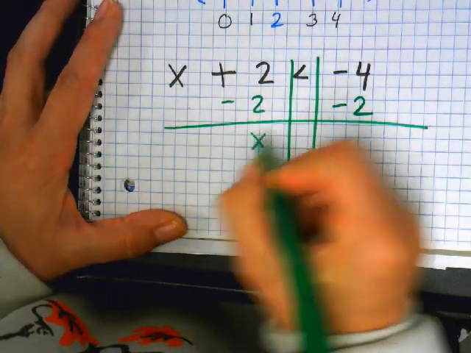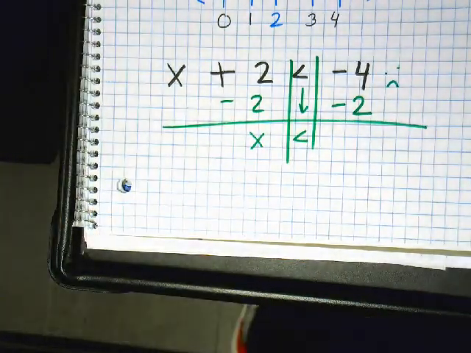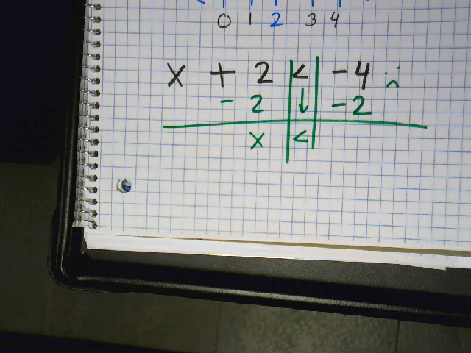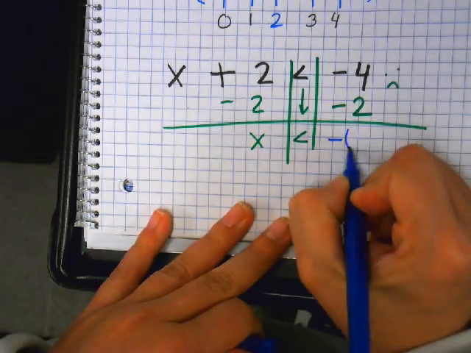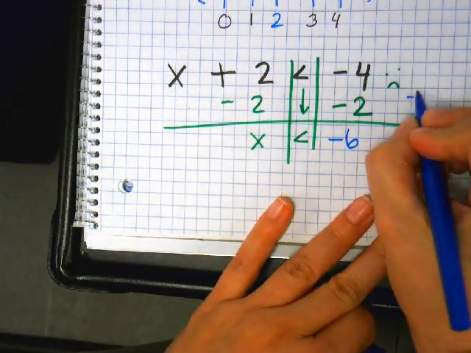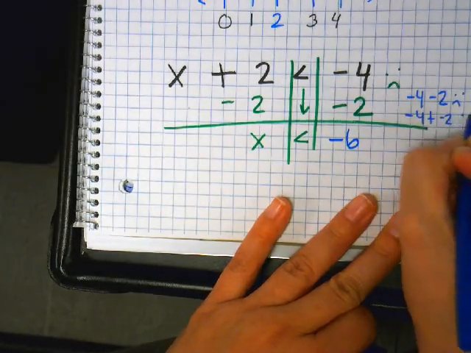So x, bring down your inequality. Now this makes me kind of sad. What's negative 4 minus 2? Negative 6. So did you write negative 6? Right. So negative 4 minus 2 makes me sad, but negative 4 plus negative 2 makes me happy.